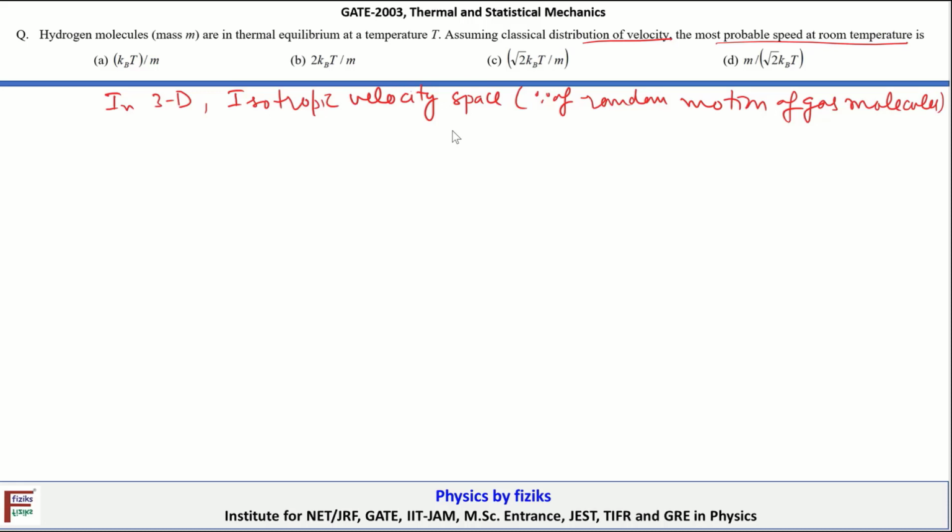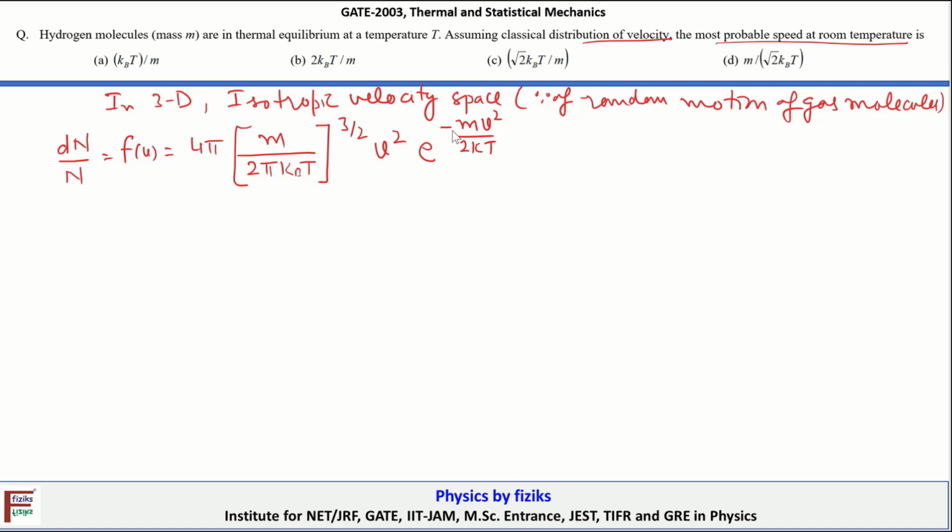Okay, so the fraction of molecules, that is dN by N, moving with velocity v at a certain temperature T is denoted as the function f(v). That is equal to 4π (m upon 2πkT) to the power 3 by 2, v square, exponential minus mv square upon 2kT. This is basically the Maxwell-Boltzmann velocity distribution in 3 dimensions.